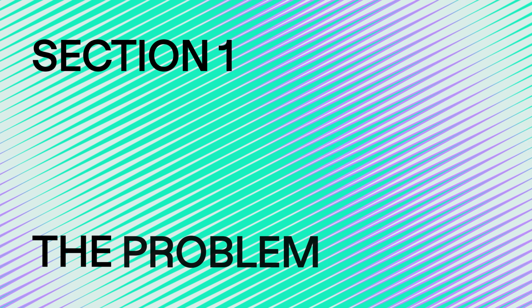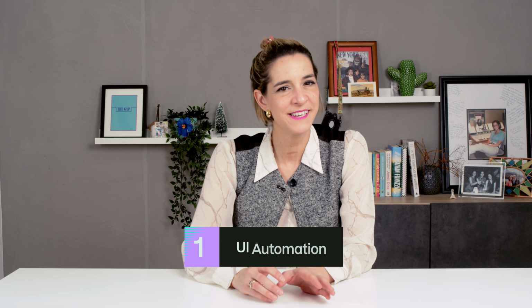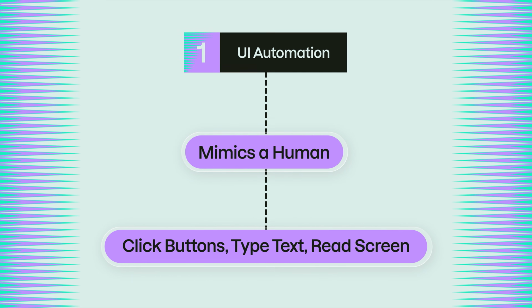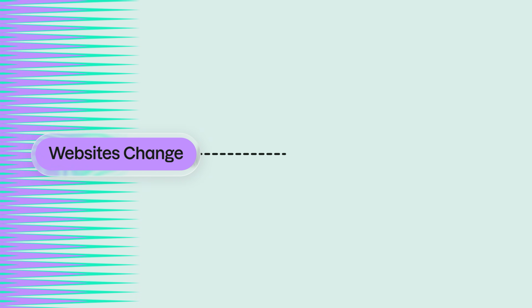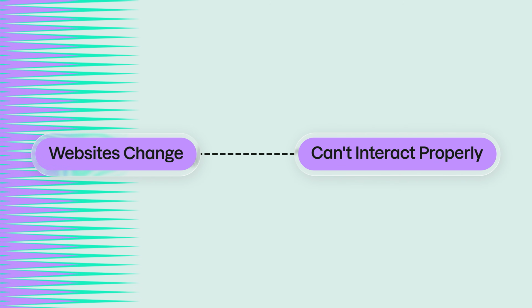Section 1, the problem. There are 2 ways AI agents interact with websites today. Both are incomplete. The first is UI automation. The agent mimics a human, clicking buttons, typing into fields, reading the screen, but websites change constantly. If a developer tweaks the CSS, renames a class, or moves a button, the agent might no longer be able to interact with it properly.